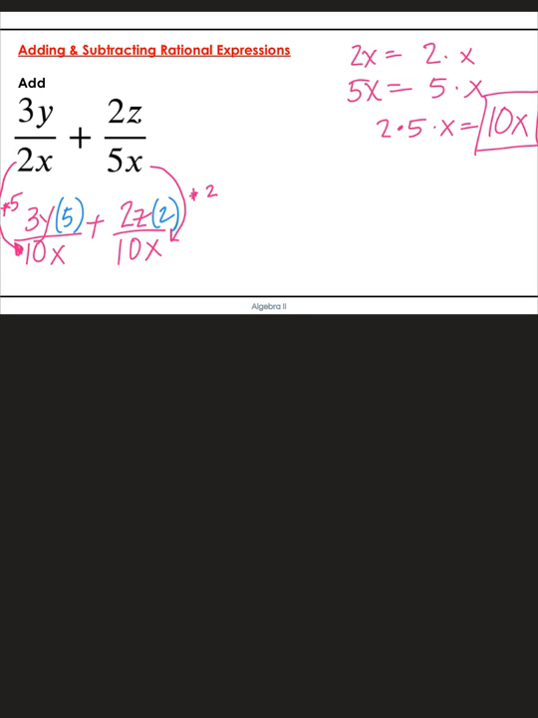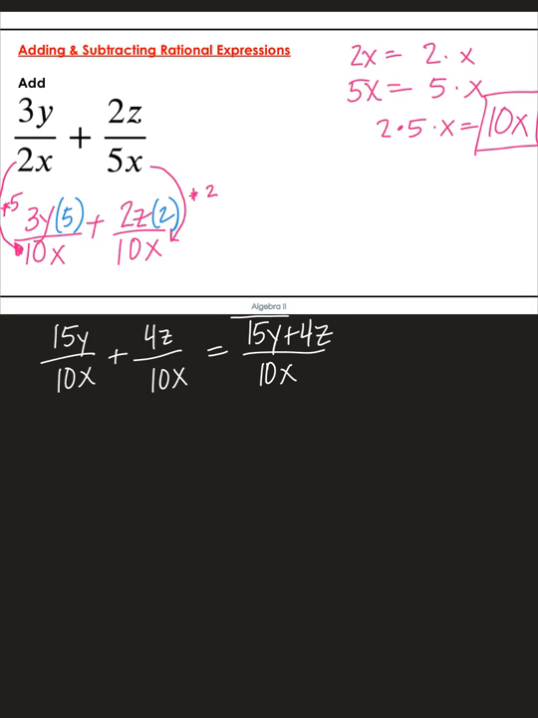So then 3y times 5 is going to give me 15y over 10x plus 2z times 2 is going to give me 4z over 10x. And now because they have the same denominator, I can add them together. My denominator is going to stay the same, and then I'm going to have 15y plus 4z. Because remember, they are not like terms in the numerator, so I cannot add them together. So when I add 3y over 2x plus 2z over 5x, I get 15y plus 4z all over 10x. So let's try another one.